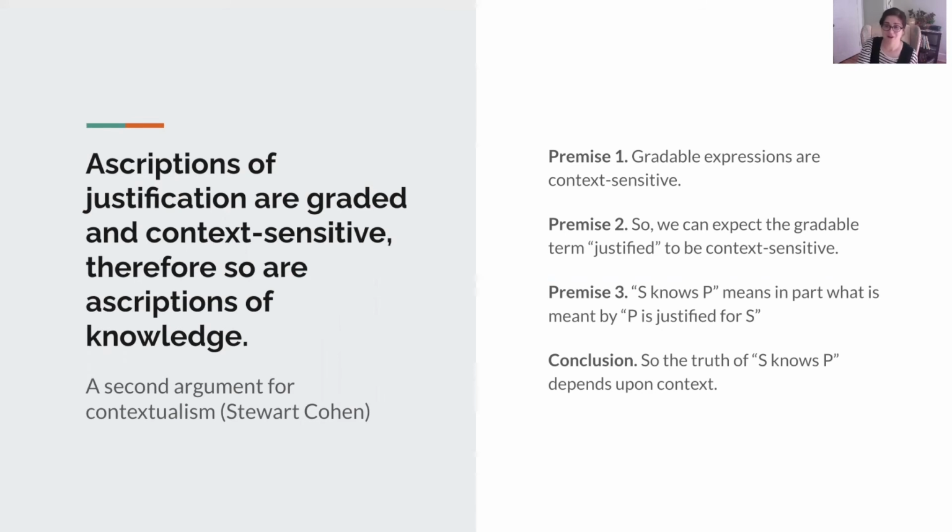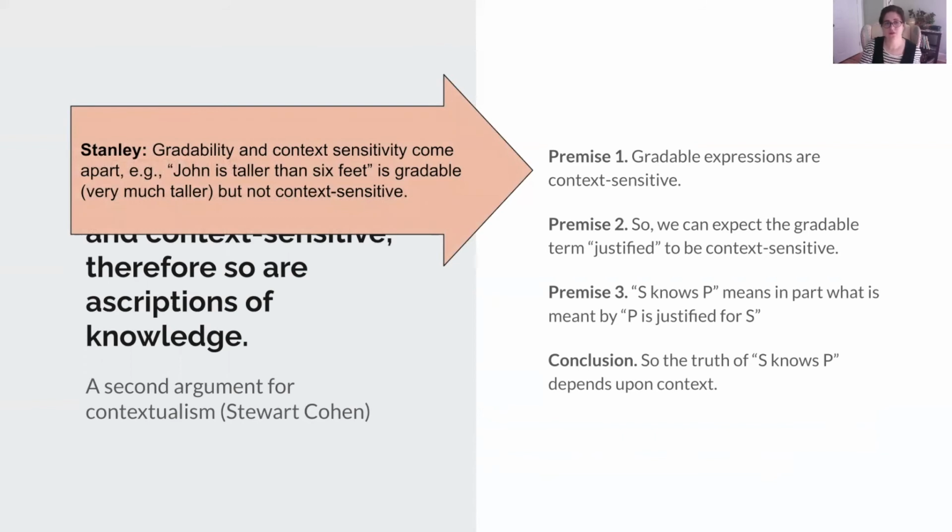Stanley again has some counterarguments to this argument. First of all, he says there's a problem with premise 1, the idea that gradable expressions are context sensitive. Stanley shows, I think, that gradability and context sensitivity can come apart. For example, consider the sentence, "John is taller than 6 feet." It's a gradable word here, "taller than." You can say something is very much taller, but "John is taller than 6 feet" is not context sensitive. There are no other contexts in which it will come out true or false. As a fully formed comparative, it's not going to be context sensitive, even though it's making use of a gradable concept. So that shows that just because something is gradable doesn't mean that it's context sensitive.